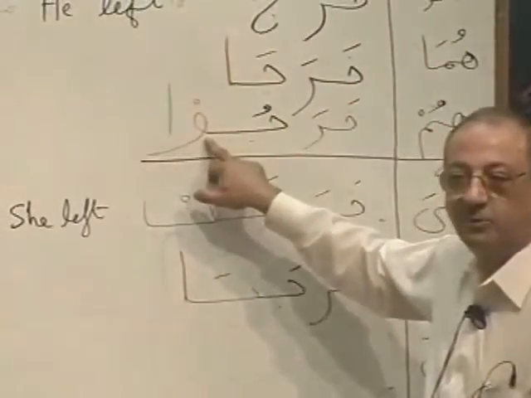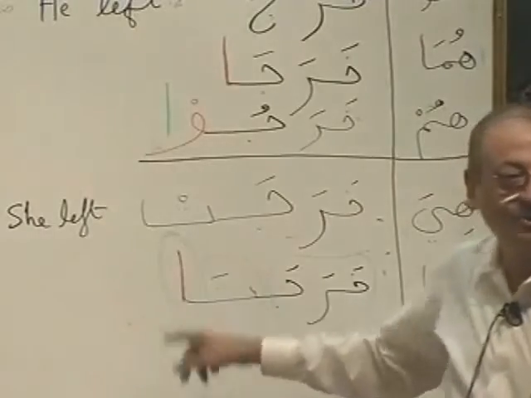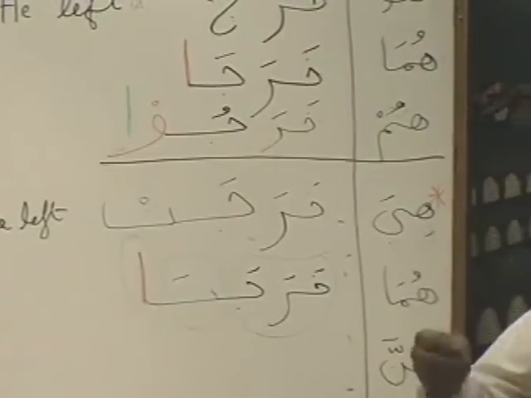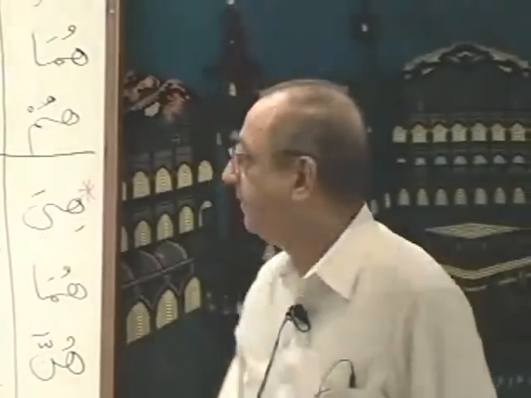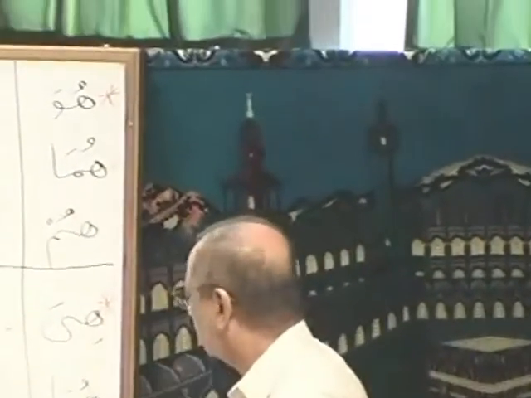We learned that the first day. So there is a sukoon here, and there is a sukoon here, and there is a sukoon here. All the alifs which are attached, they have got sukoon. So we have 2 which are mustatir.